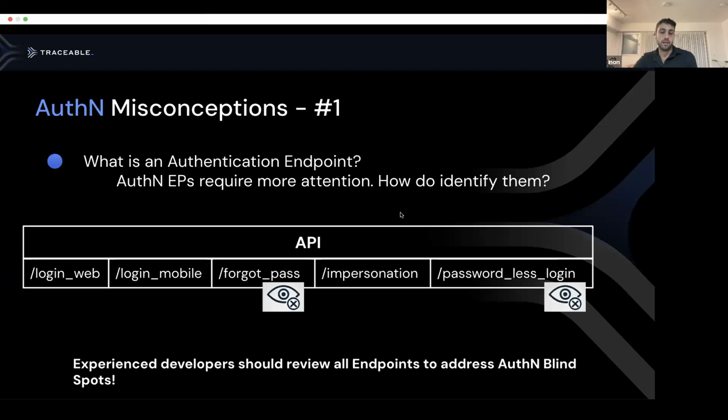Or if you have an impersonation feature, which allows one user, like an admin, to log in on behalf of a different user, it's also a type of authentication, because the user would get access on behalf of the other user.